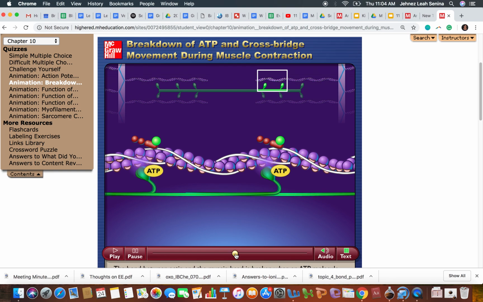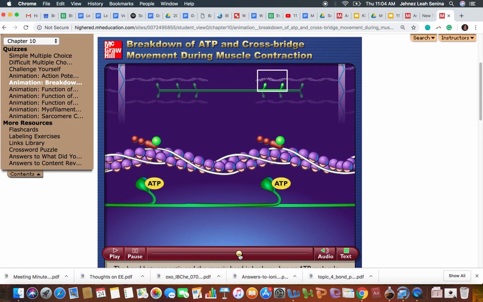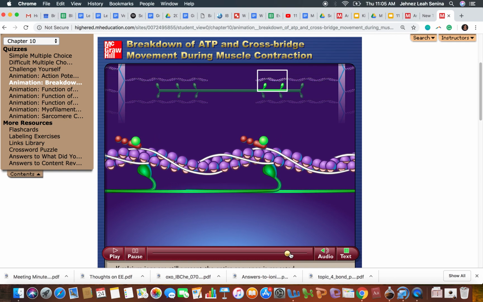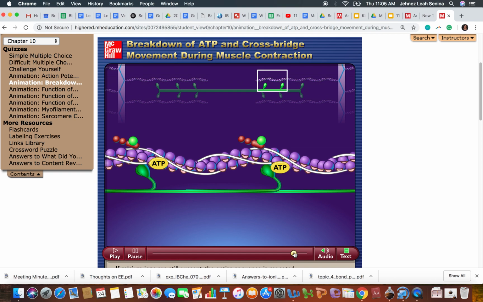ATP moves the head. ATP is hydrolyzed into ADP and P. It moves your head. P is removed. It touches the binding site. ADP is removed. It shortens. Power stroke.